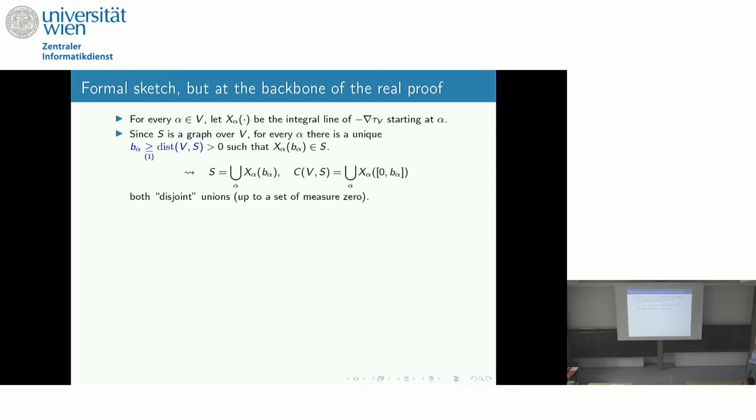And the region between V and S is the union of these rays. That's by construction of how we define the CVS. And actually, these unions are both disjoint up to a set of measure 0. Okay, now since you have a good partition, then you can do this integration of the measure that, if you have never heard about it, is kind of a non-straight Fubini theorem.